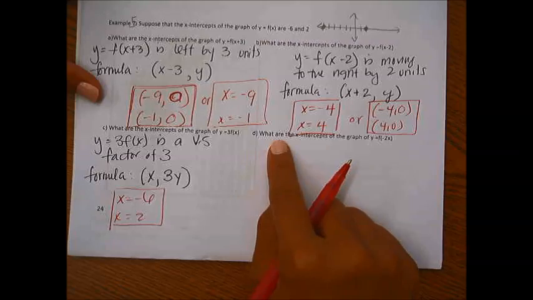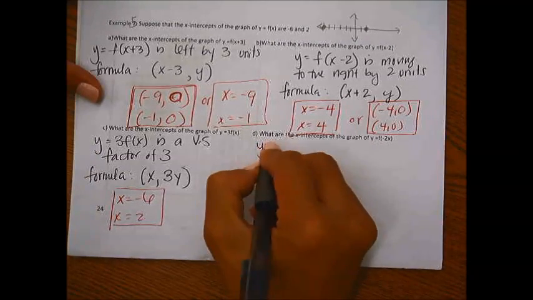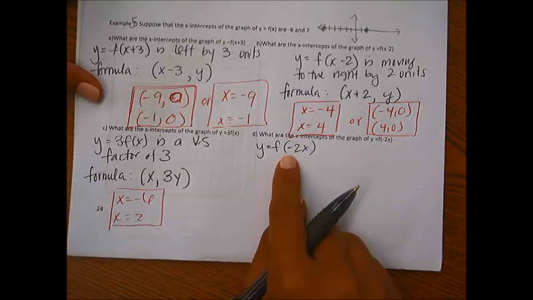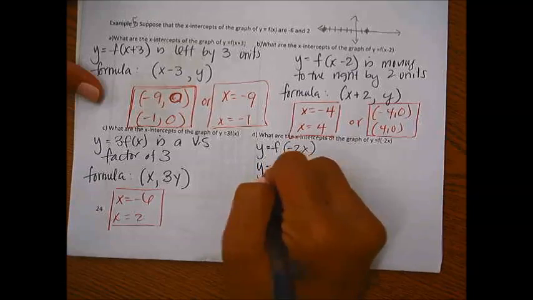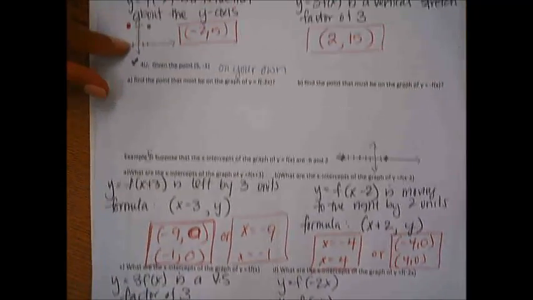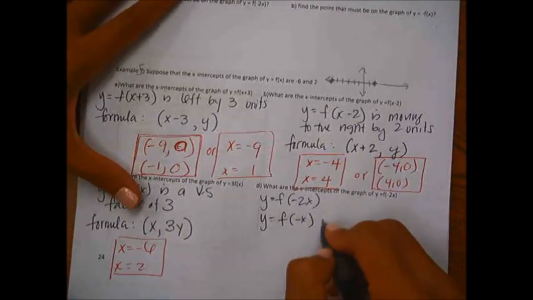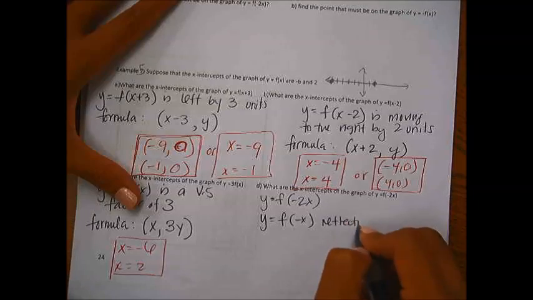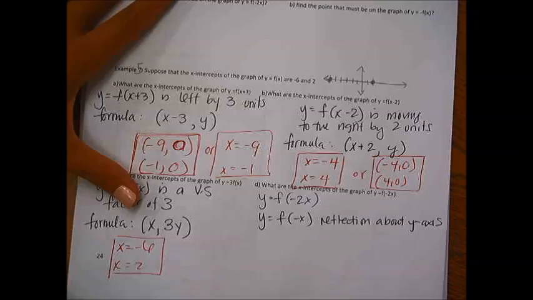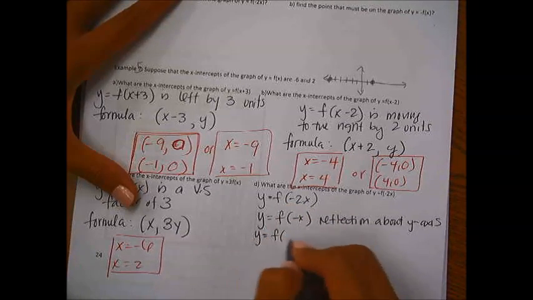Last piece. What are the x-intercepts now if we have y equals f of -2x? There are two transformations here. The first one, y equals f of -x. We saw this earlier, and let's move quickly. This is a reflection about the y-axis. Then we have a 2. So, y equals f of 2x.